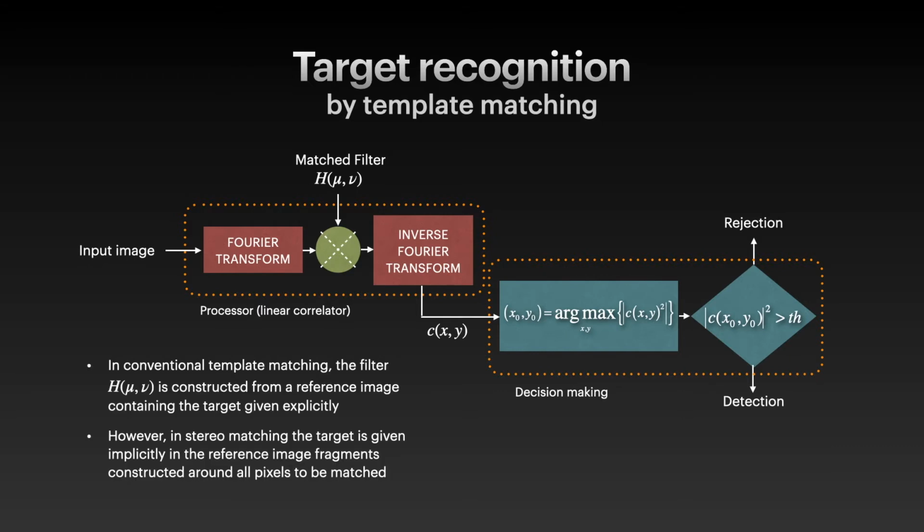Usually, the matched filter is constructed from a reference image containing the target given explicitly. However, in stereo matching, the target is given implicitly in the reference image constructed for all pixels to be matched. The shape of the target in the reference image is estimated using a Bayesian classification rule.